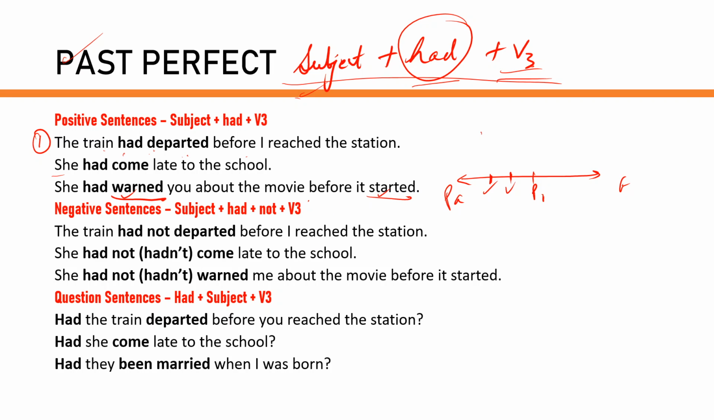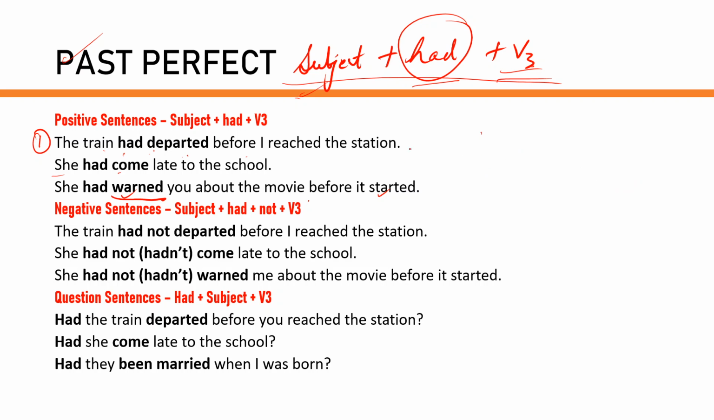So पहले क्या मिला? पहले वार्निंग मिली. Before the movie started, he was warned already about the movie. So पहले हुआ warning वाला action, then the movie started. Yes, पहले ये हुआ फिर ये हुआ. तो for warning we will use past perfect. She had warned you about the movie before it started. It's past simple. Okay.